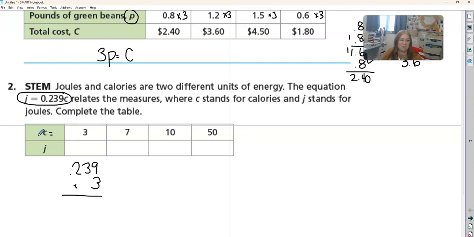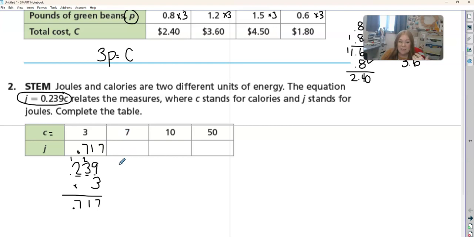So this is independent. They can choose how many calories they have, but then the joules will depend on how many calories there were. So 3 times 9 is 27. 3 times 3 is 9, 10, 11. 6 plus 1 is 7, and I have 1, 2, 3 decimal places. So this one is 0.717. So I'm going to let you finish the rest of this chart with the math.